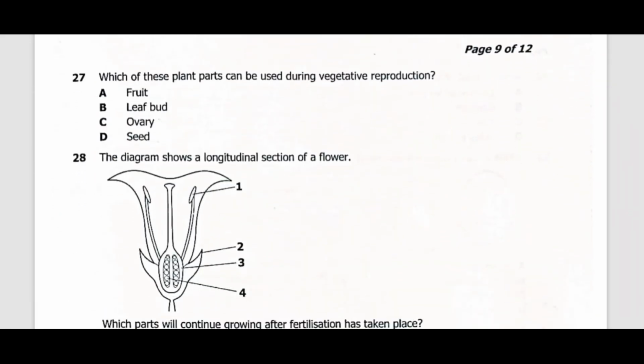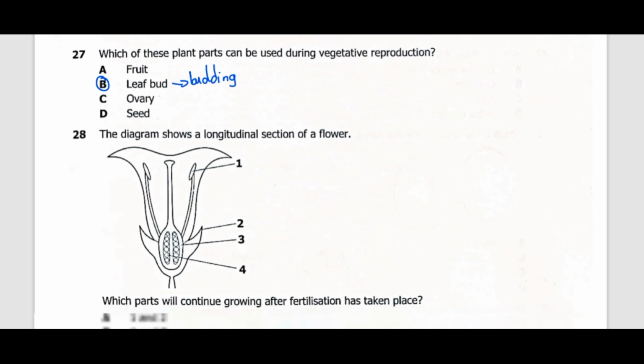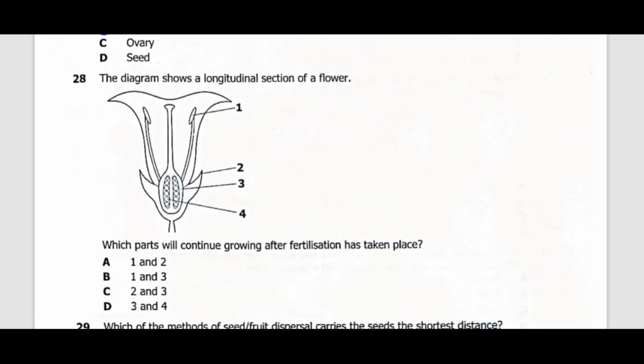Which of these plant parts can be used during vegetative reproduction? Fruit, no. Leaf bud, yes. And during vegetative propagation, we use budding, where a bud of one flower is taken into a plant of another. Okay, so 28, the diagram shows a longitudinal section of a flower.